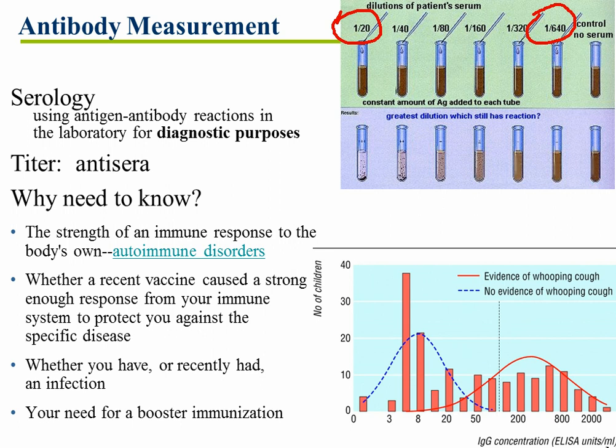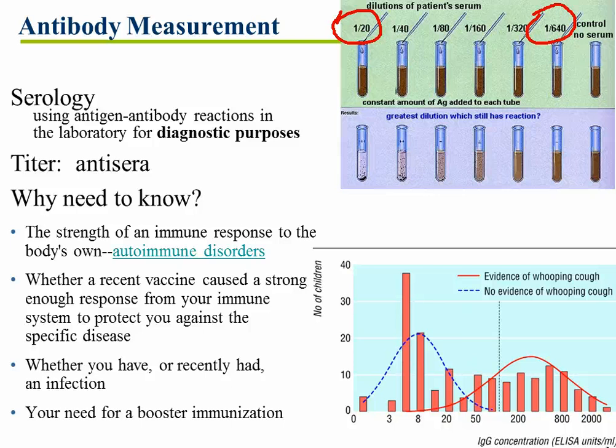So if patient A has a titer of 1 over 640 to, let's say, tetanus antigen, and patient B has a 1 over 20 titer against tetanus antigen, the larger titer number would be 1 over 640. That person A has a much stronger immune response to the tetanus antigen.